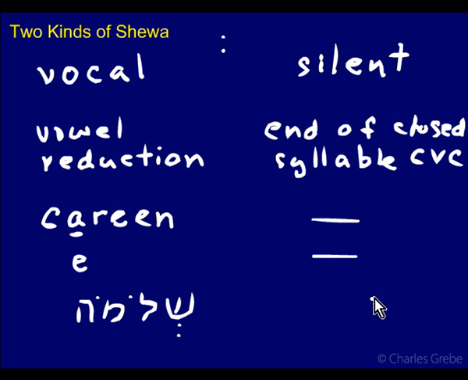Take another biblical name. Avram, so Abram. Here the Shewa is a silent Shewa. It marks the end of a syllable. CVC. Here's a closed syllable. Consonant, vowel, consonant, and this marks the end of it. So this is pronounced Avram, not Averam, but Avram. It's a silent Shewa, so the Shewa itself is not pronounced.